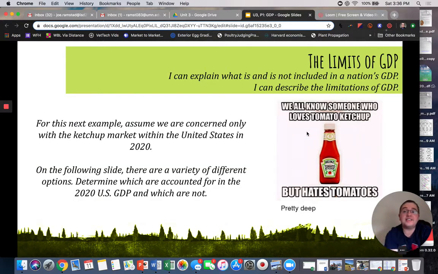So for this next example, I want you to assume that we are concerned only with the ketchup market in the United States in the year 2020. On the following slide, there are a variety of different options to determine which are accounted for in the 2020 US GDP and which are not. So again, we're looking at which things for producing ketchup are accounted for in the GDP.